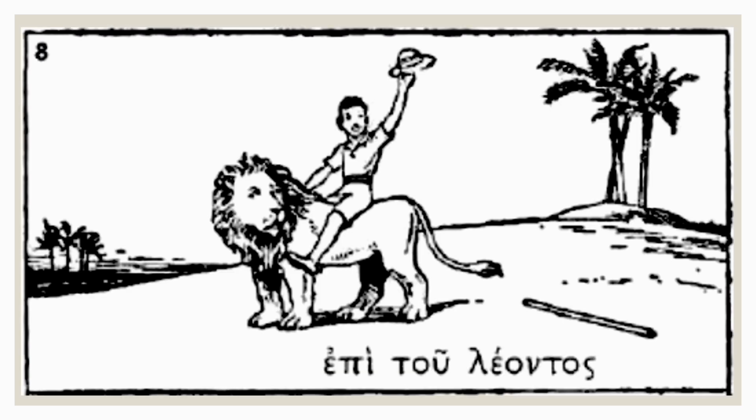Here we have the preposition epi, on the lion. Epi to leontos. The man is sitting on the lion.